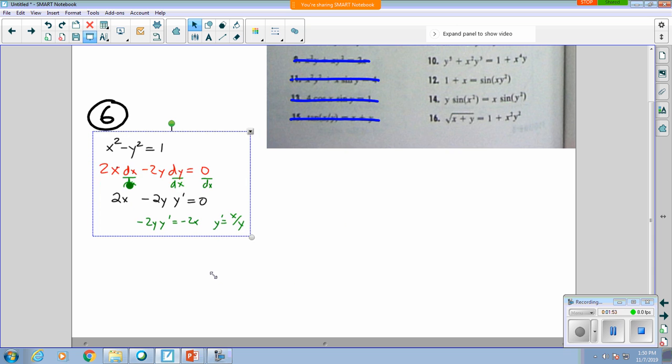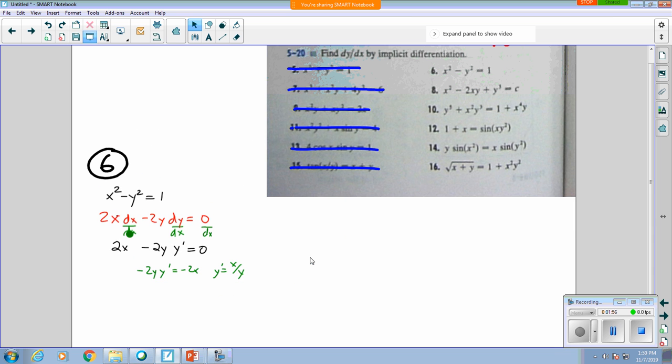Okay, and I'll leave this off a little bit. Number 8 looks to me like an x cubed.